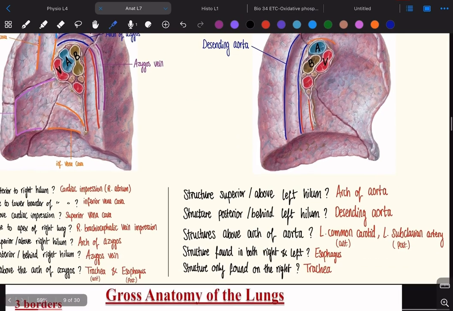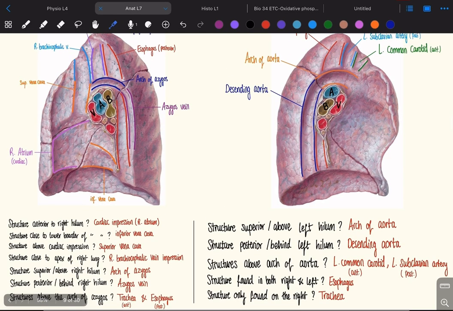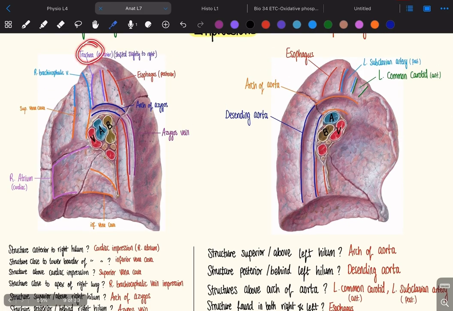So what are the questions the doctor said here? Structure superior or above the left hilum, we said arch of the aorta. Structure posterior or behind the left hilum, we said the descending aorta. Structure above the arch of the aorta: the esophagus, left subclavian, left common carotid. The structure that's found in both the right and the left is the esophagus. But the structure found only on the right is the trachea. The trachea is only found on the right.